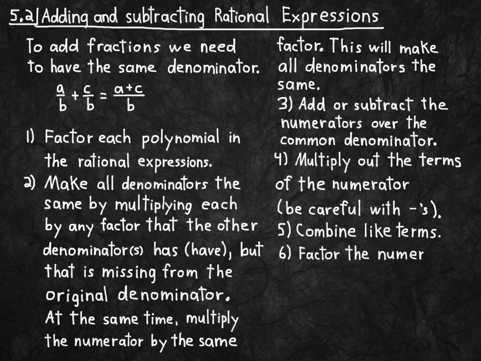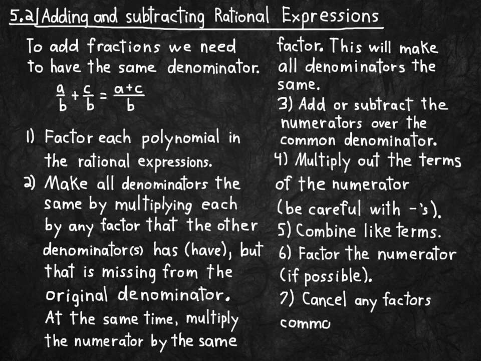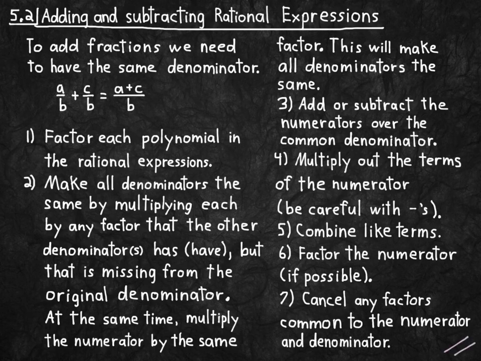6, factor the numerator if possible. And sometimes it's not possible to factor the numerator, so don't force it. 7, looks like a lot of steps, but once you get into it, it's not that hard, as long as you can factor well. Cancel any factors common to the numerator and denominator. That's just reduce, right? Reduce. Okay, so we're going to have some examples of this.